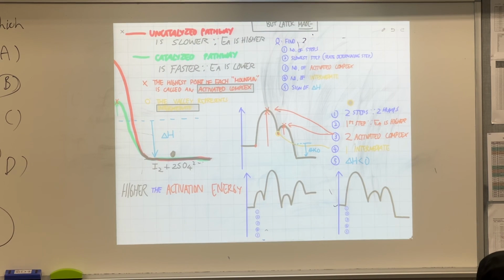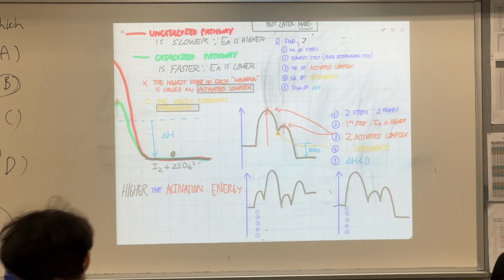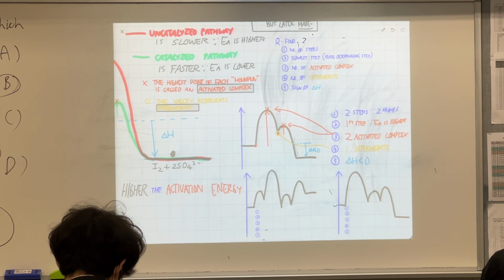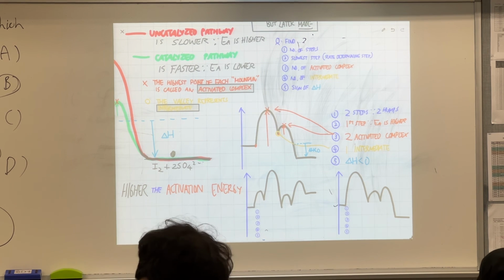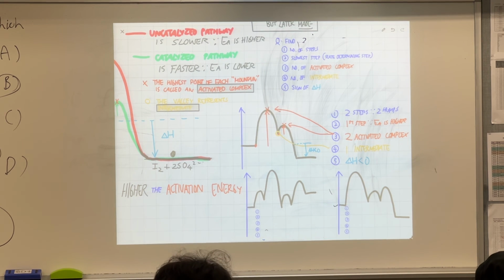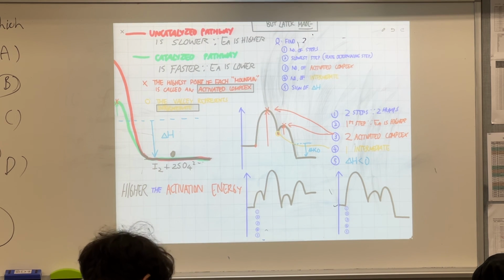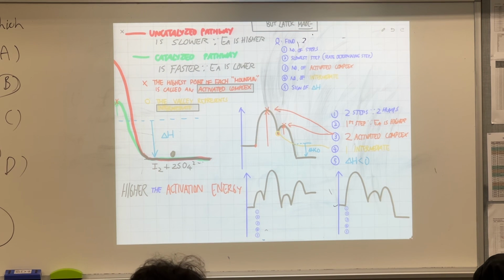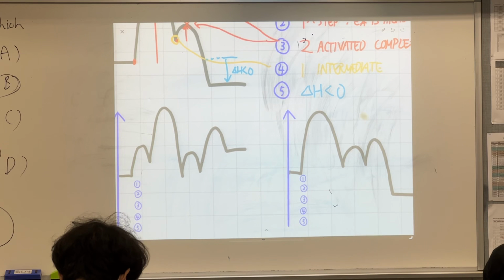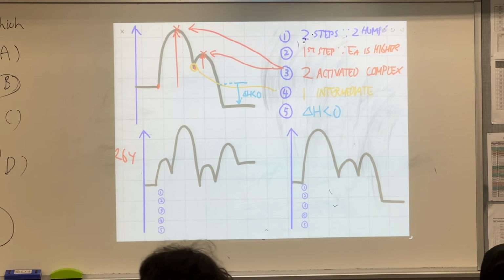So tell me how many steps are there. Tell me which step is the slowest. How many activated complexes are there? This is the type of question you should expect. Once you do enough practice, it should be easy. So we will check the answer in 30 seconds. Draw the EA. Don't just do it in your head. I know it's difficult because you might not be able to sketch the curve right now.